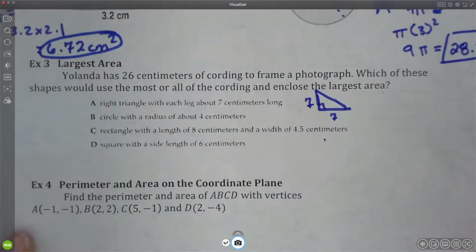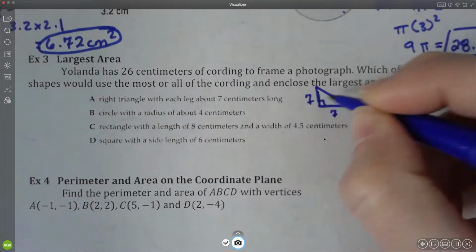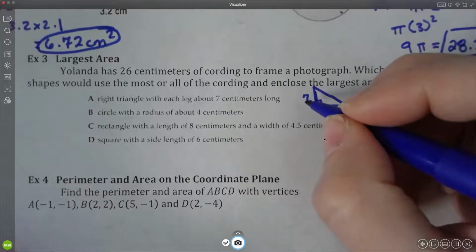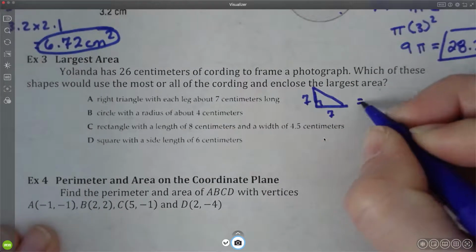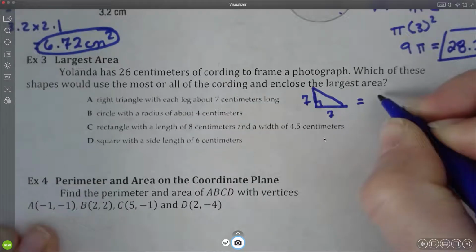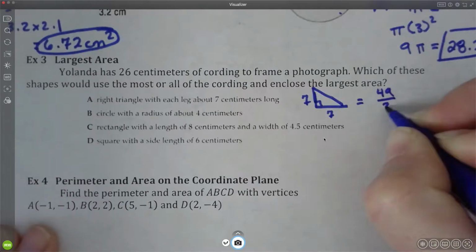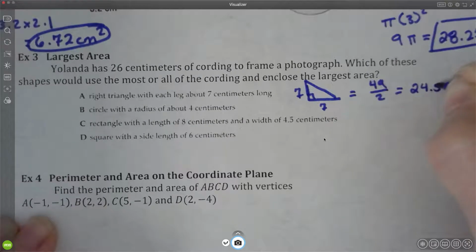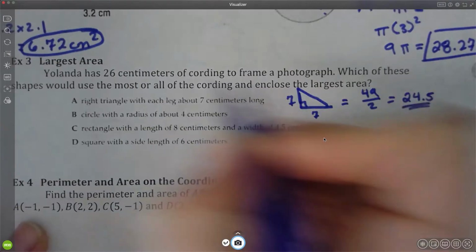So those are the legs. Legs as opposed to hypotenuse. So we're talking about legs, this is hypotenuse. So the area of a triangle is base times height divided by 2. So this would be 49, or 7 times 7, 49 divided by 2, which is 24.5. Okay, well 24.5 is pretty close to 26, but let's see if we can get it closer.